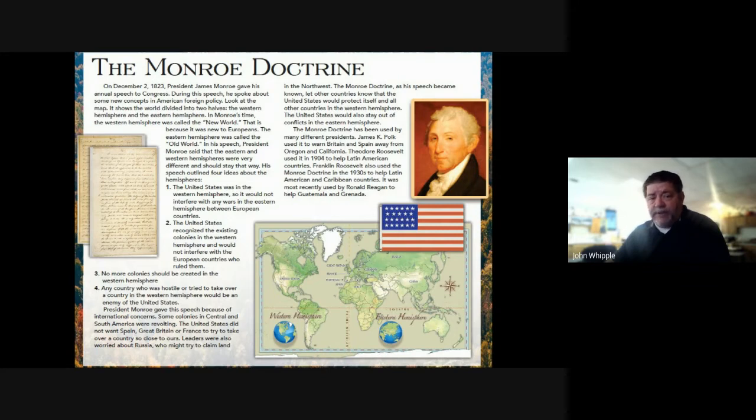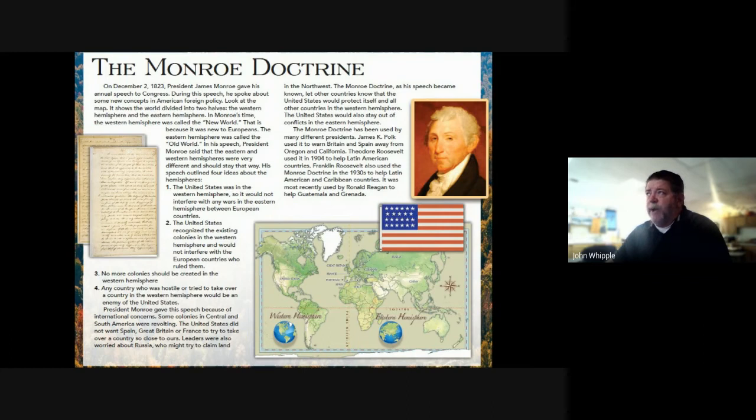of the United States. President Monroe gave his speech because of international concerns. Some colonies in Central and South America were in revolt. The United States did not want Spain, Great Britain, or France to try and take over a country so close to ours. Leaders were also worried about Russia, who might try to claim land in the Northwest.